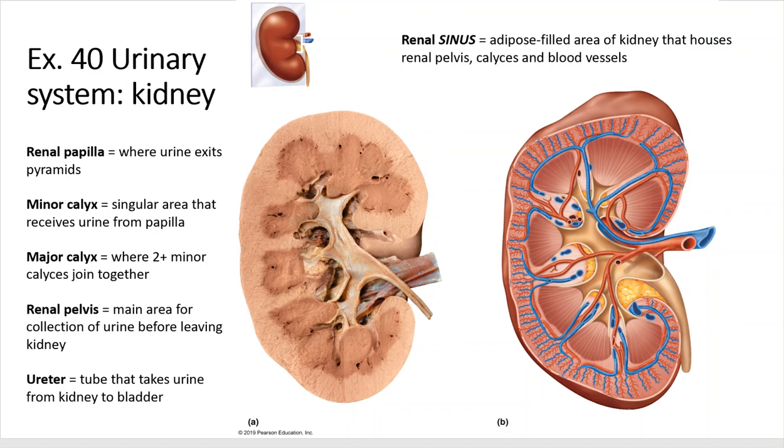A major calyx is where two or more minor calyces come together. So this area right there, that's a major calyx. The renal pelvis is the final gathering spot for urine before it exits through the ureter, and the ureter is the tube going out, that tube right there.